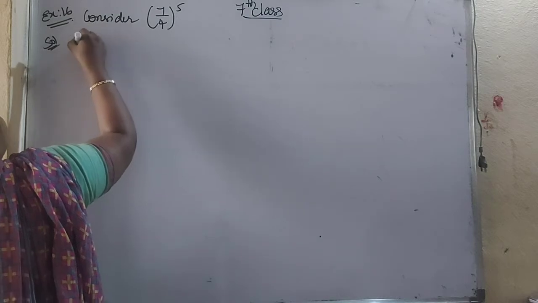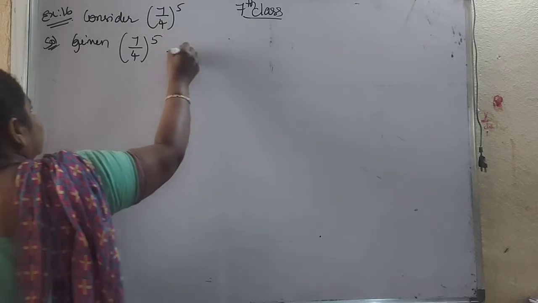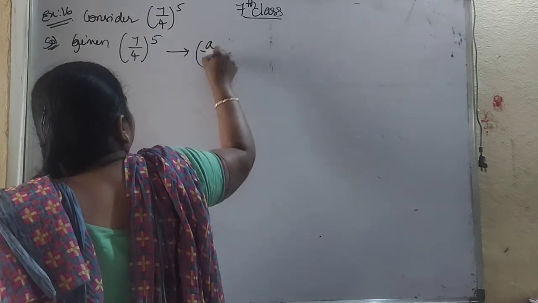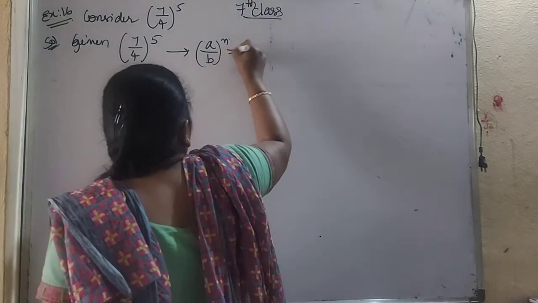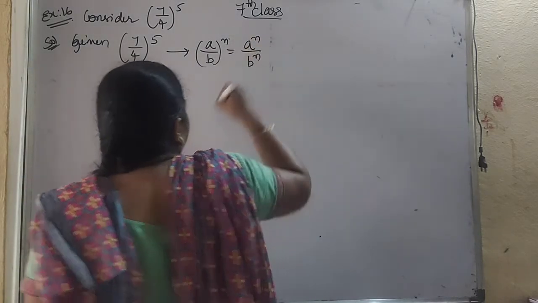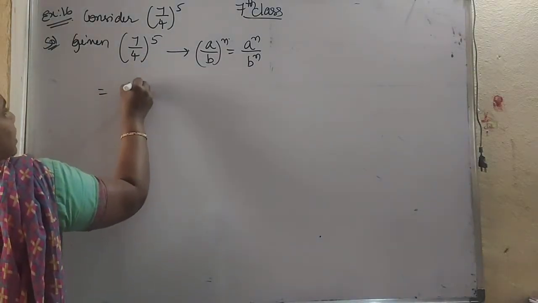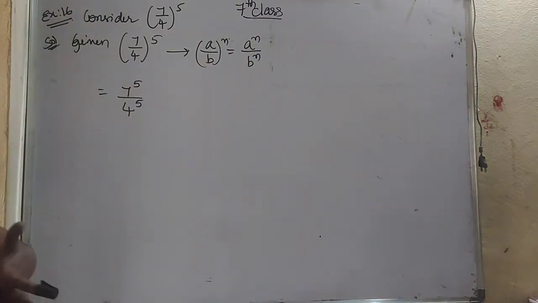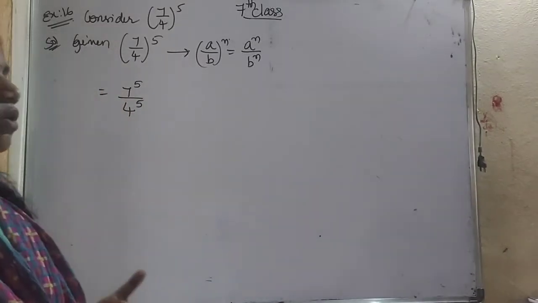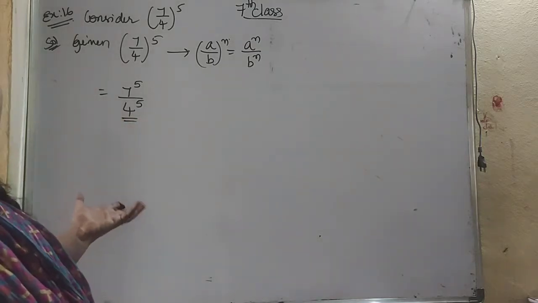So here given (7/4)^5. This is in the form of (a/b)^n. How do you write (a/b)^n? That is a^n by b^n. In the same way we are splitting this in the form of 7^5 by 4^5. Now 7 we can multiply 5 times, as well as 4 also you can multiply 5 times. So you can leave the answer in this way also. That is 7^5 by 4^5.